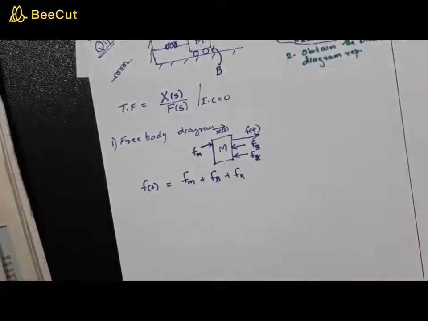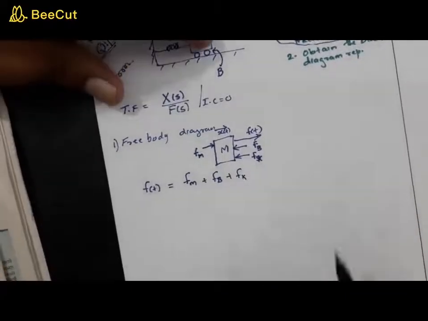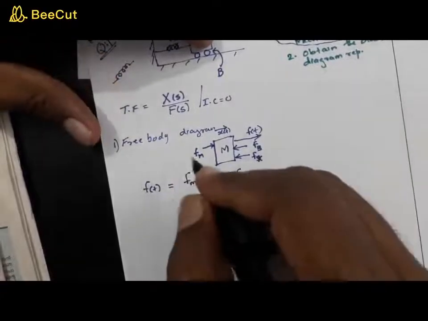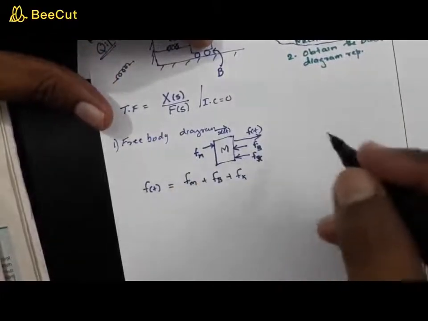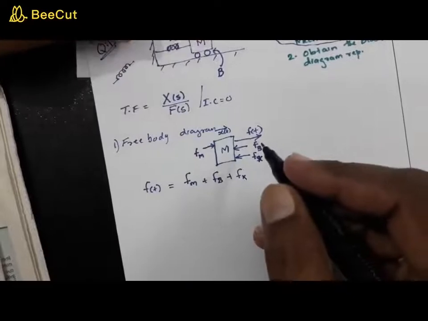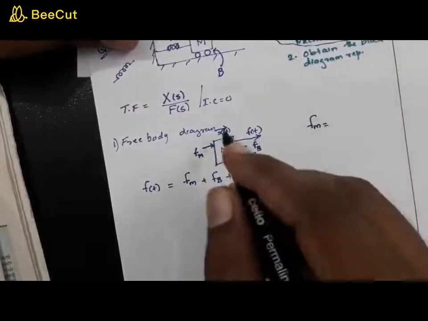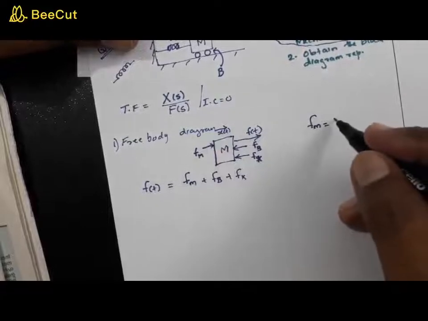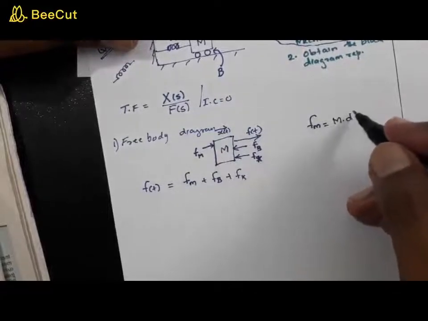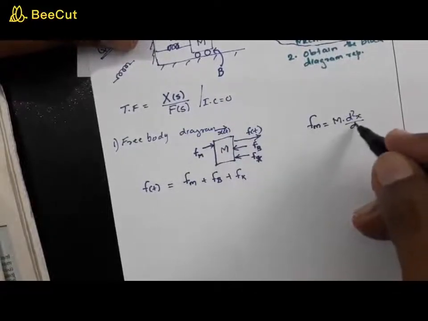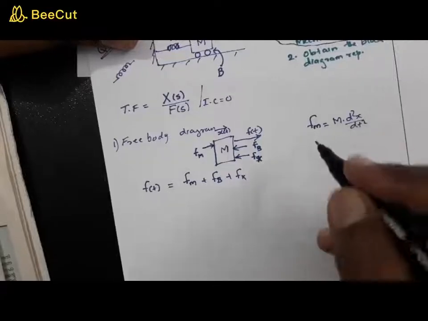Now, what is this Fb? What is this Fm? We know this Fm, which we have dealt with in the previous session. If x of t is the displacement, Fm is m into d square x by dt square, right? So that is mass into acceleration.